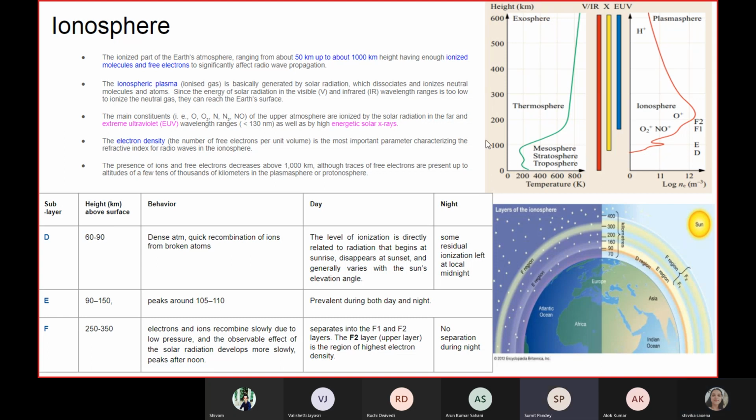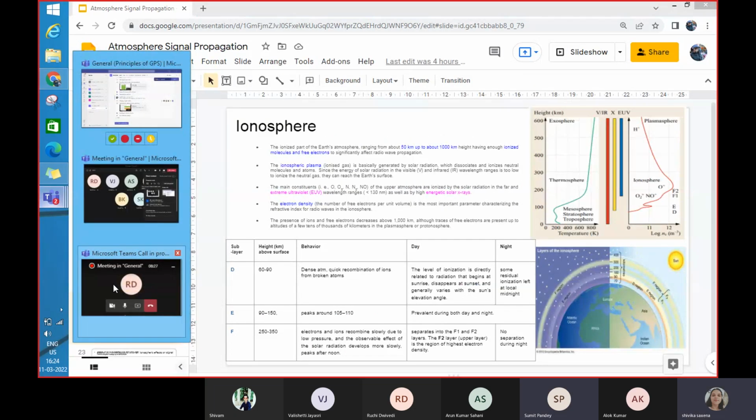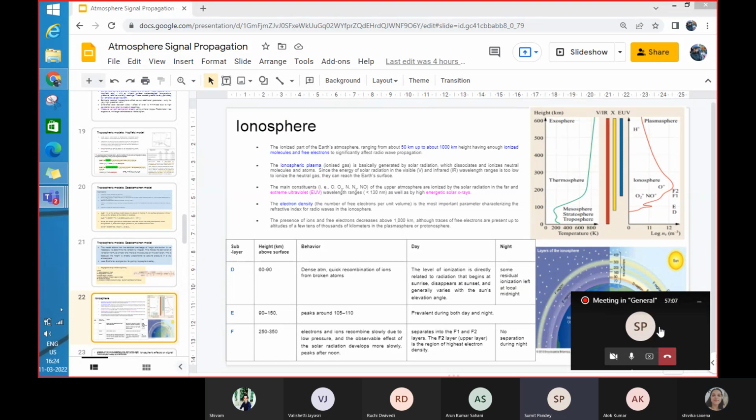Ma'am, just one thing I have to clear. Propagation delay contains 2 things, that is atmospheric delay and tropospheric delay. And tropospheric delay contains 2 things, that is dry delay and wet delay. Isn't it? Yes, correct. And ma'am, in tropospheric delay, does slant delay and zenith delay come, or is that in wet delay?